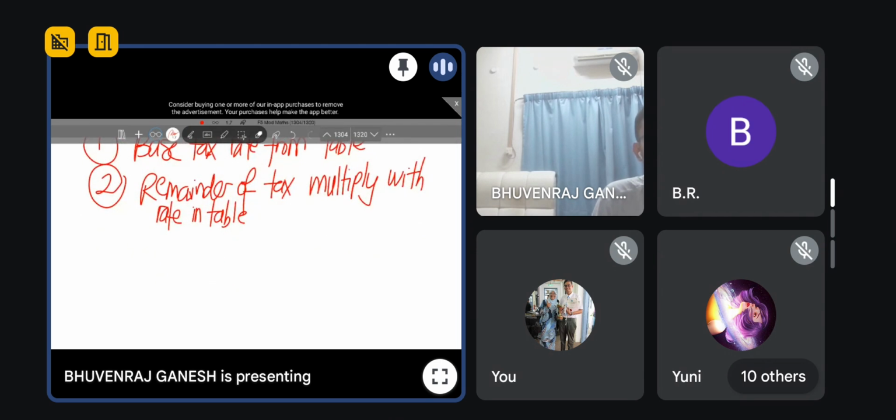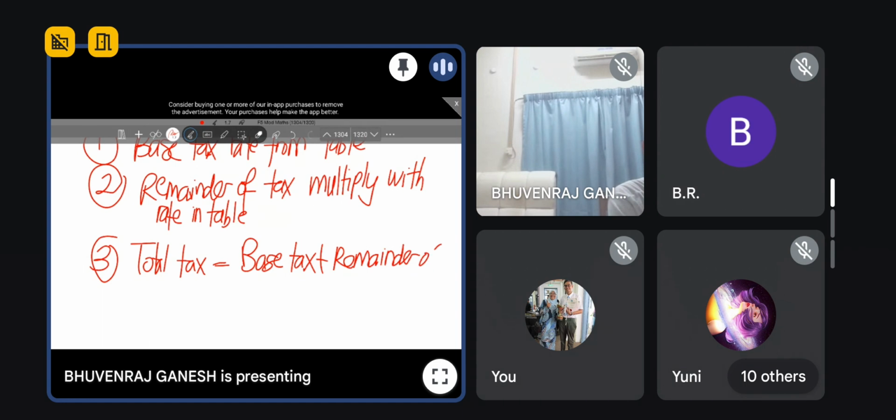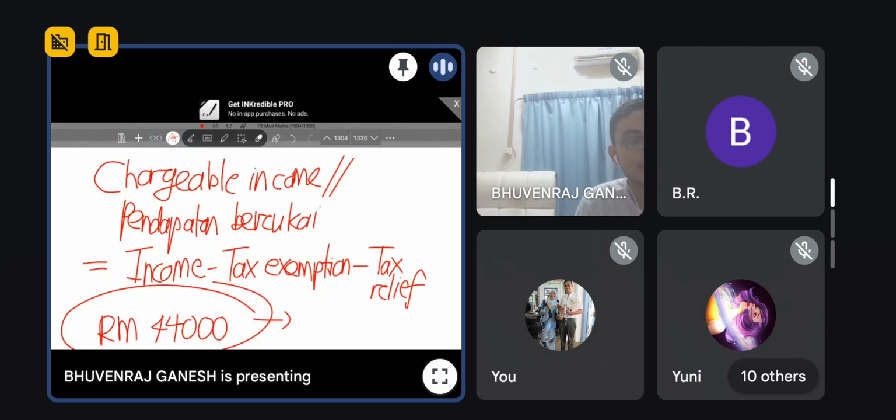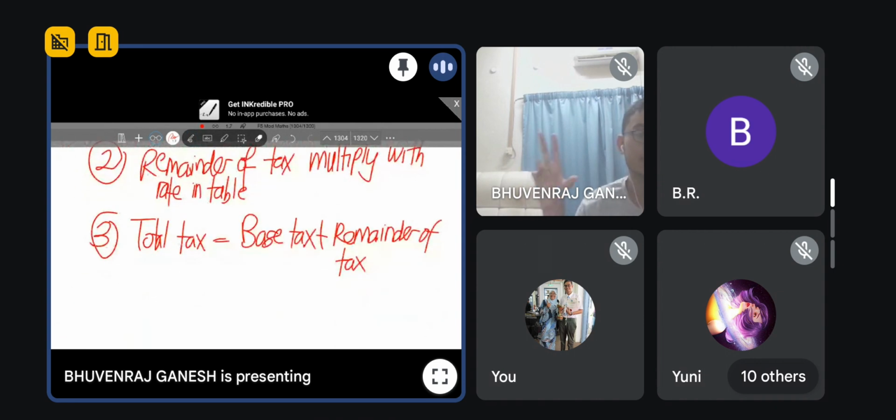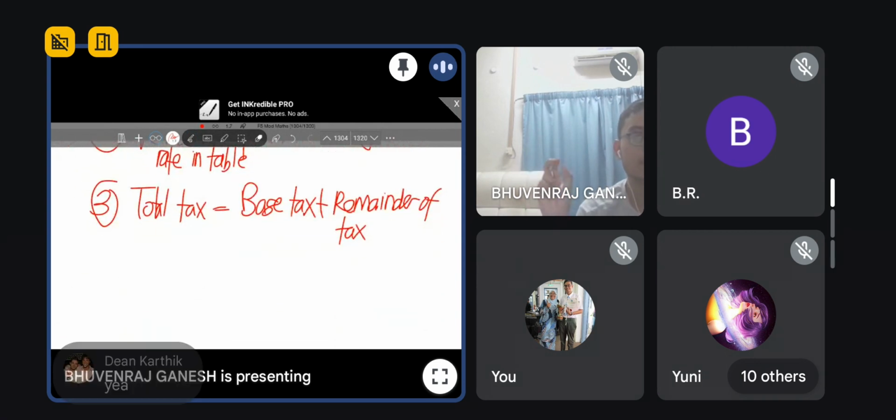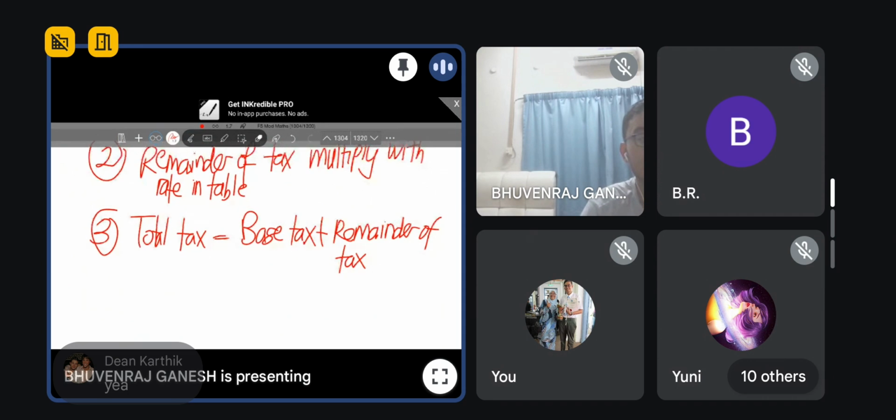Okay. So you got remainder of tax multiply with the rate already. So third step, how do we count the total tax, guys? Macam mana kira jumlah cukai yang perlu dibayar? We take the base tax, cukai asas, plus with the remainder of tax. Am I right? Kita tambah dua nilai ni. Then you will get your total tax value already. Okay? Do you understand, guys? So far, this is the three main step that you all need to know. Kena faham tiga langkah ni.